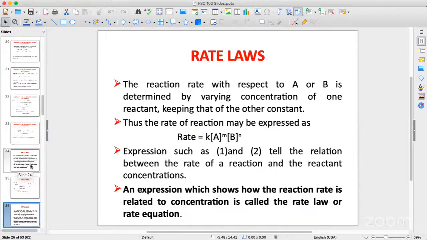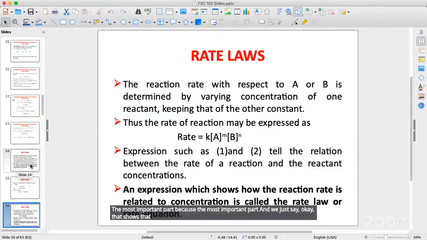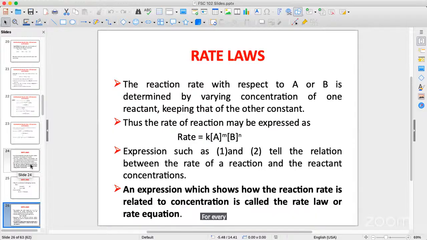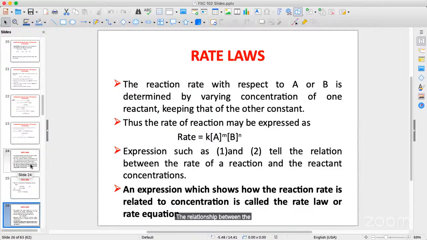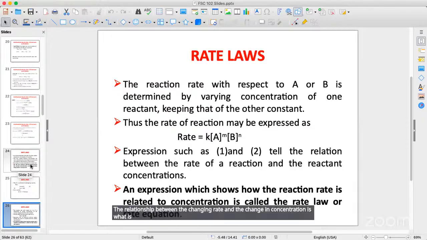Now, the most important thing about that is the order of reaction. The most important part, because if we just say that the rate of reaction is related to concentration, then of course we would be writing the same rate law for every reaction. But in this case, we say how it relates to concentration. How the rate of reaction is related to concentration, that "how" is the order of reaction. That is what determines the relationship between the two. And that's what I said when I said that the relationship between the change in rate and the change in concentration is what is known as the order of reaction.